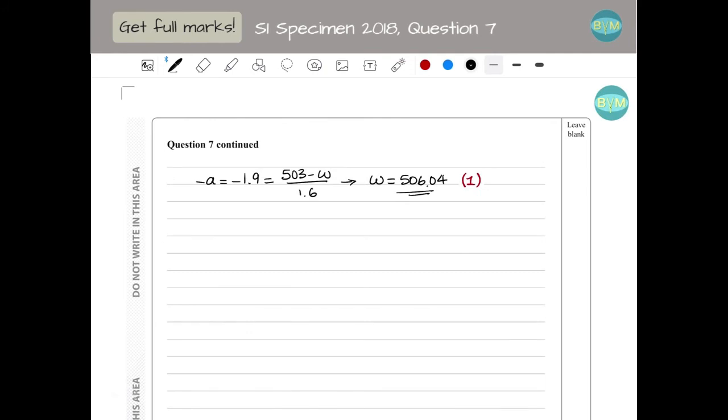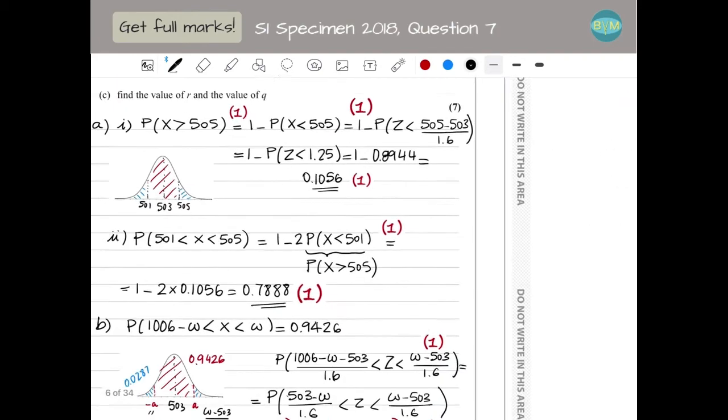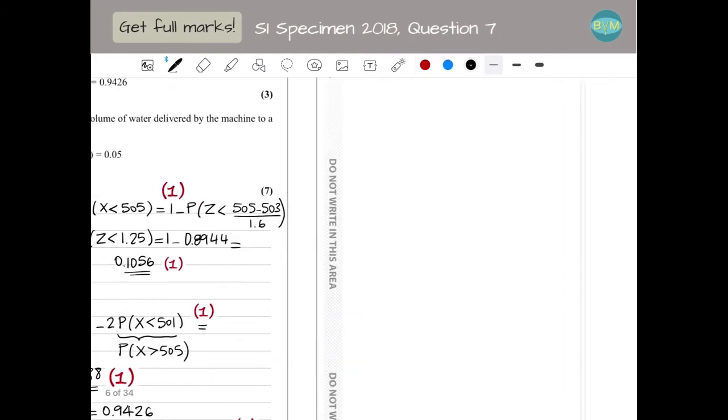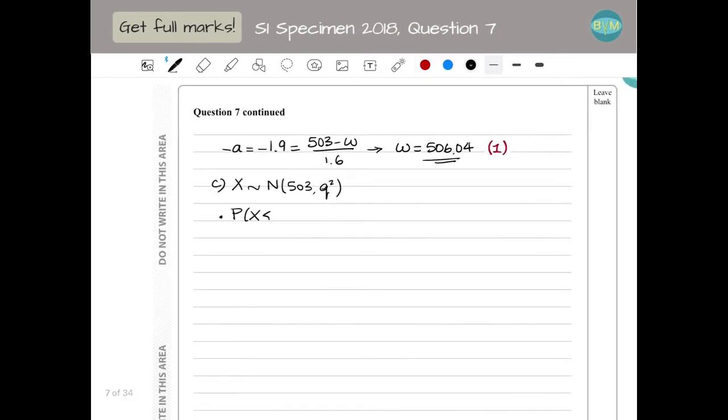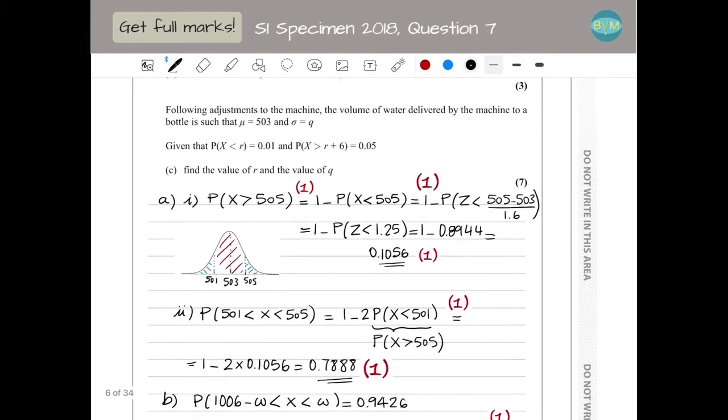So this is C. My variable X now is a normal distribution. The 503 is the same, but my standard deviation now is q, and I don't know it. I have to find it. And we have 2 probabilities. One was the probability of X being smaller than r is 0.01, and the other one is the probability of X being greater than r plus 6 was 0.05.